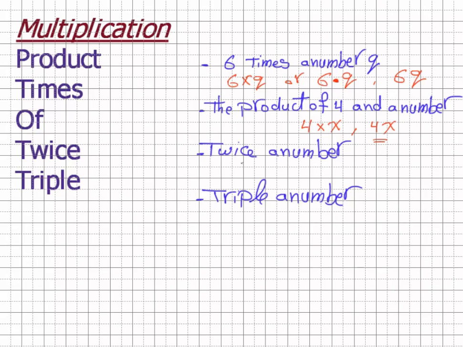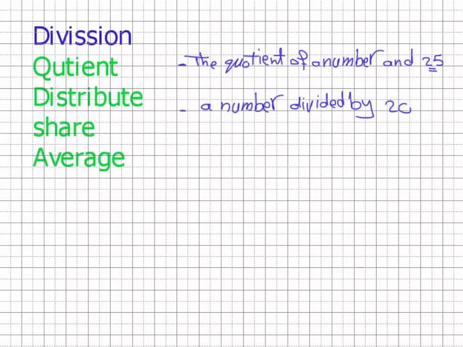We prefer this one. Twice a number means double this number. I will make it 2 multiplied by x, or 2x. We prefer not writing anything: if there is a number, then a variable, we write them directly together, which means multiplication. Triple a number means 3 times this number, 3x. Or you can choose any letter, sometimes x, sometimes y, any letter that you love. Then we have division.